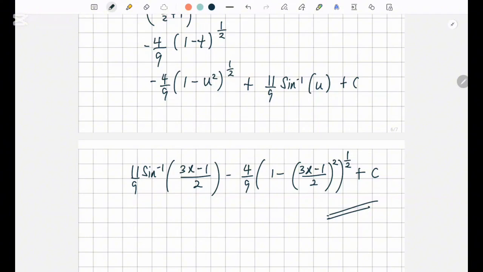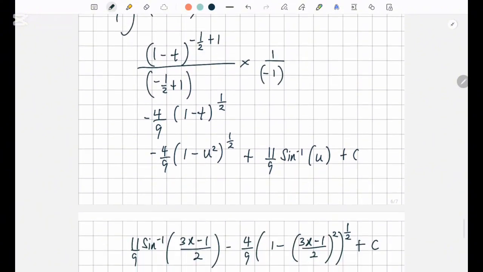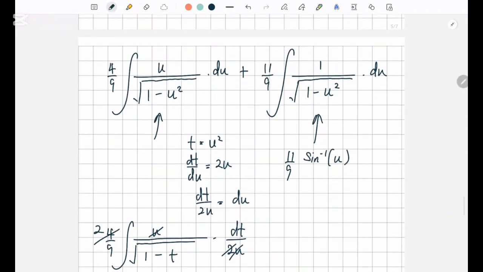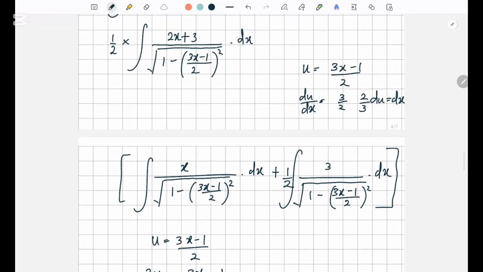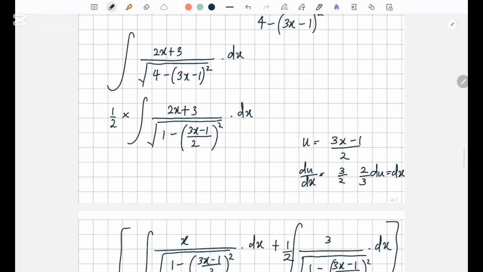Now this question has a bunch of things that you guys have to know before doing, like this integral over here and the completing square method. So if you guys have any doubts regarding that, please drop a comment.